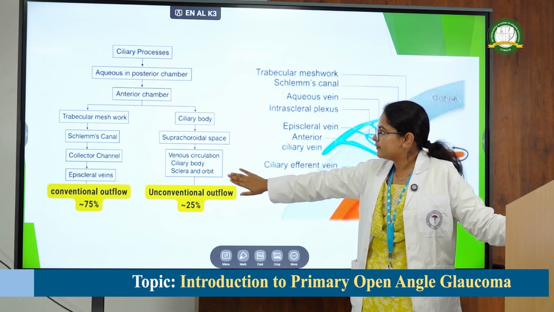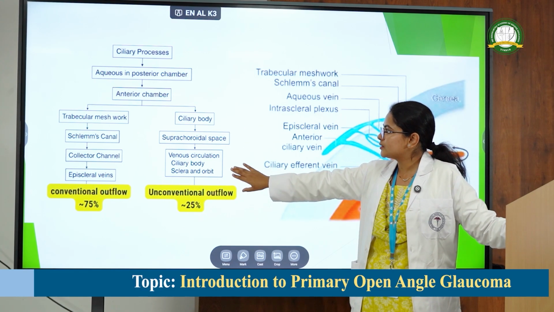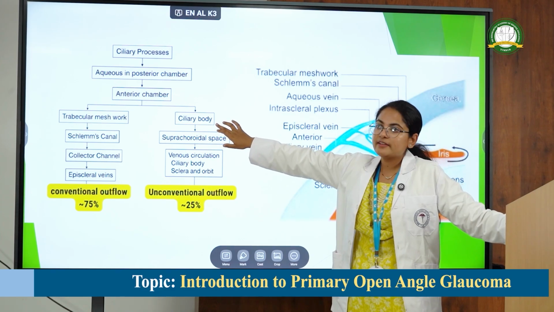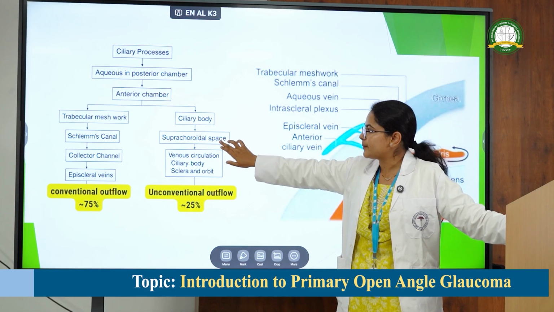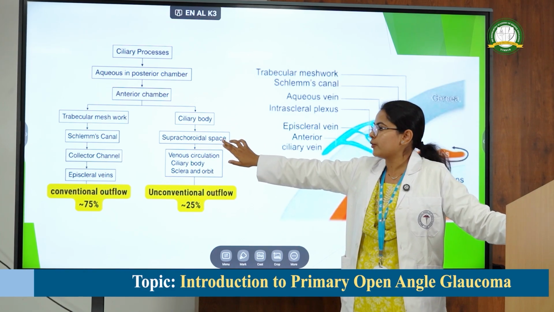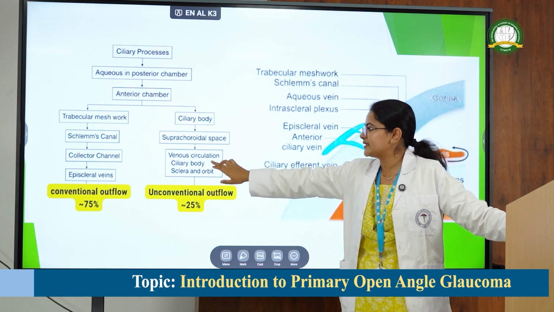The unconventional pathway, how is it going? From the ciliary body, the aqueous enters into the suprachoroidal space. From the suprachoroidal space, it enters into the venous circulation.